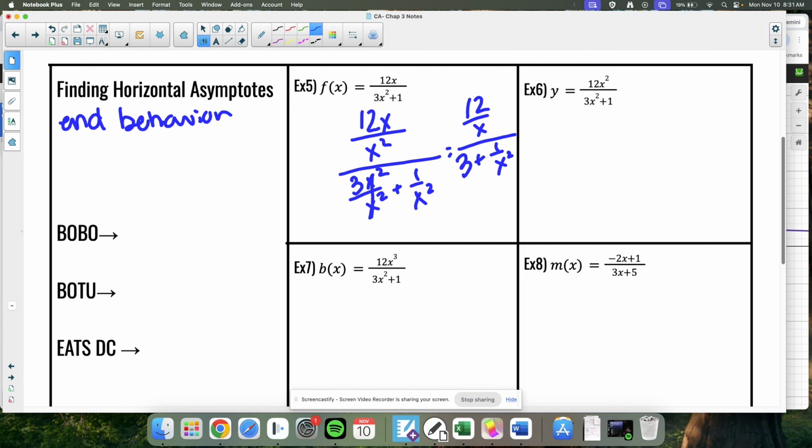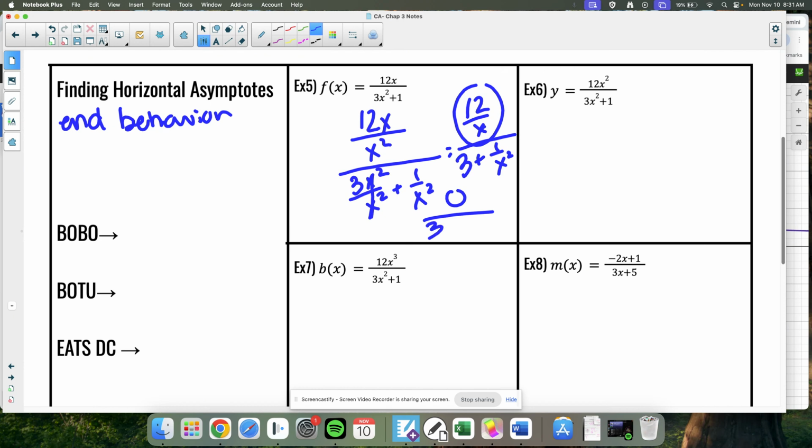And then we're going to do something called the limit. The limit just means we're going to think about x as it gets really, really, really big. So if my x is getting really big, what is 12 divided by something really big? 12 divided by 100, 12 divided by 1,000, 12 divided by 1,000,000, 12 divided by 10 million. Really, really small. It's 0. So this will just be 0. 3, there's nothing to worry about there.